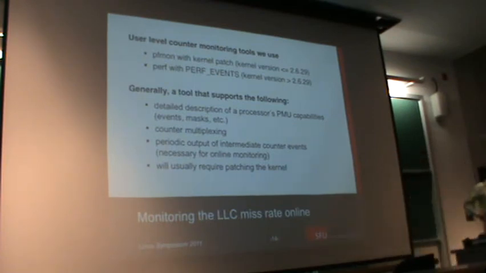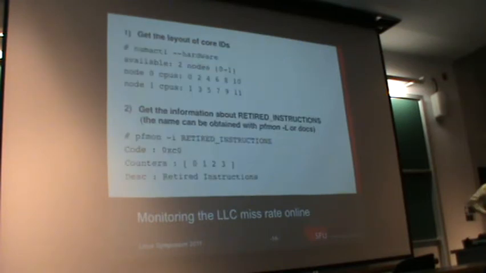Then a periodic output of intermediate number of events, you need to have it in order to schedule online as applications execute. And it will usually require catching the perf. But perf is just specified as we want it. You just need to turn on perf events and install the package and it will work. I don't have the time to give you a small tutorial.